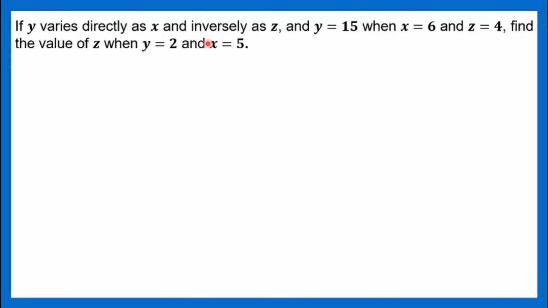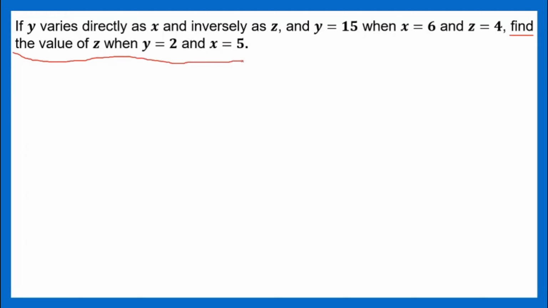Ayan. If y varies directly as x and inversely as z, and y is 15 when x is 6, z is 4, find the value of z when y is 2 and x is 5. So, z ang pinapahanap sa atin. So, ganito yan. So, ang pinapahanap ay nandito sa statement na ito. Tama?